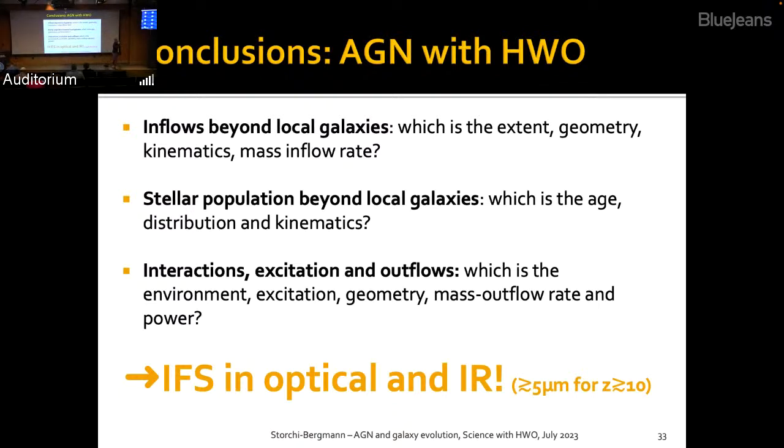Angular resolution also, yeah. I think that it's very important, the 100 parsec scales. Even in models, the 100 parsec scales are important to define the processes and to map the inflows and even the signatures of interaction between galaxies. 100 parsec scales are important.